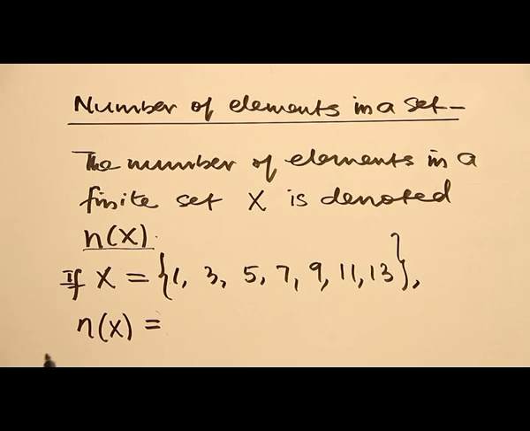What then is the number of elements in this set, S? We will count the number of elements: 1, 2, 3, 4, 5, 6, 7. So the number of elements in S is equal to 7. So this is the number of elements in this set S.